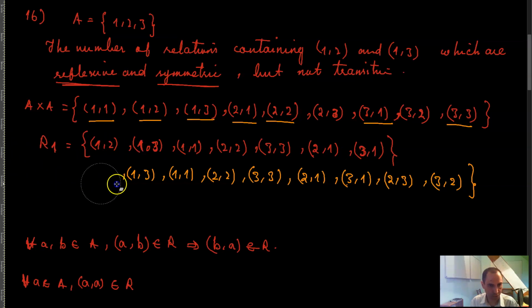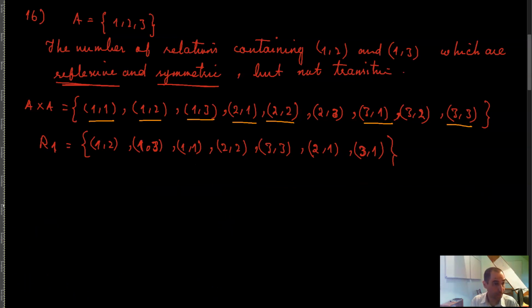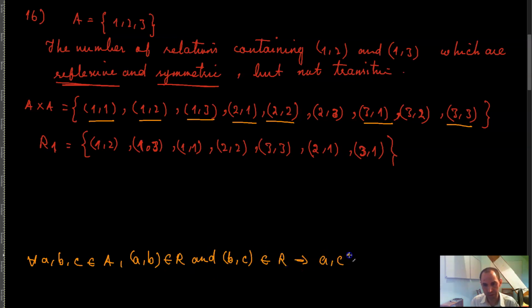So I will erase this one. Then what I will do is that transitive basically means that for every a, b, and c, if (a, b) belongs to R and (b, c) belongs to R, that implies that (a, c) also belongs to R, right? So for this relation over here, it's enough to find one example in which this is not the case, and then that would mean that the relation is not transitive.